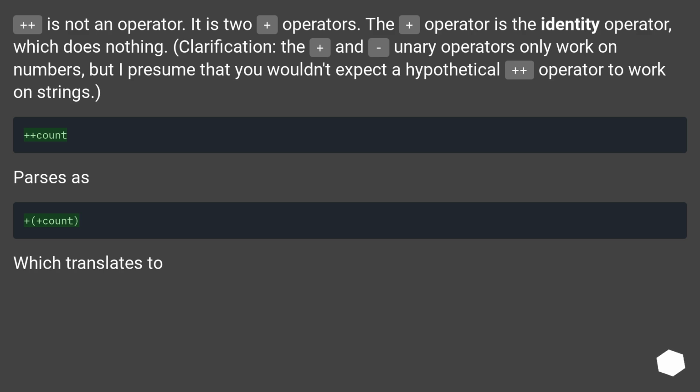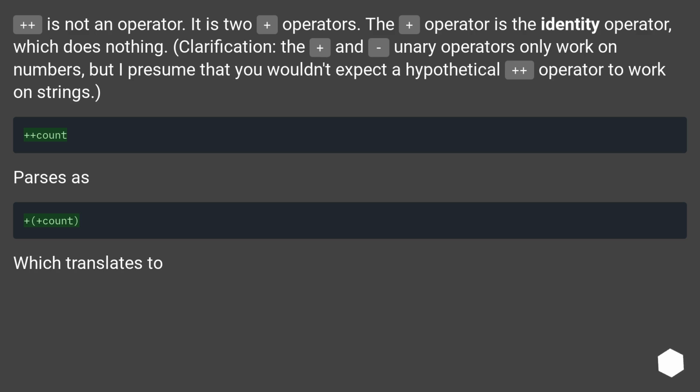++ is not an operator. It is two plus operators. The plus operator is the identity operator, which does nothing. Clarification: the plus and minus unary operators only work on numbers, but I presume that you wouldn't expect a hypothetical ++ operator to work on strings.